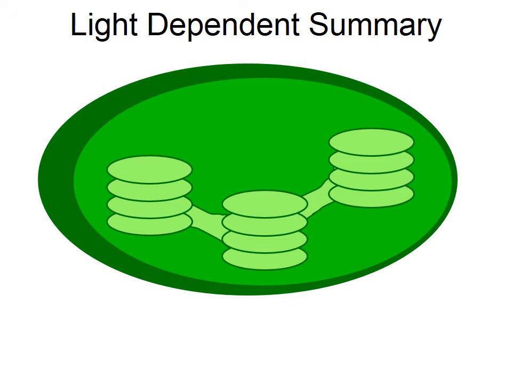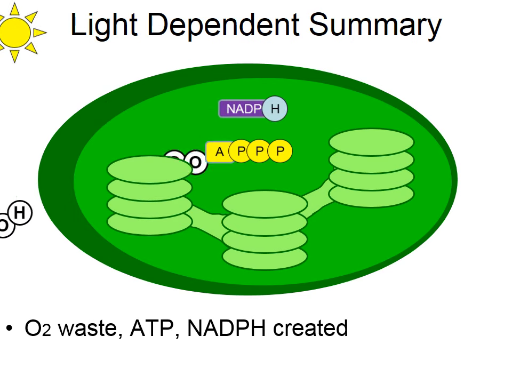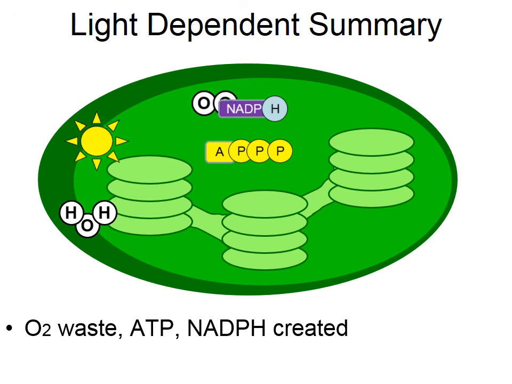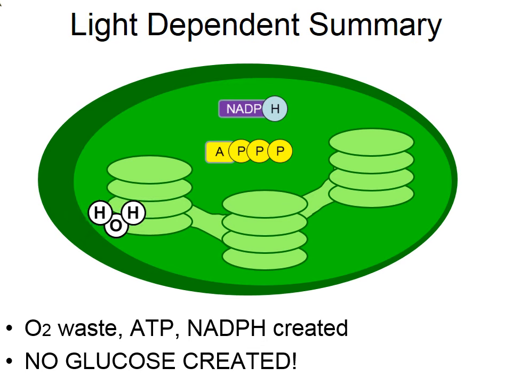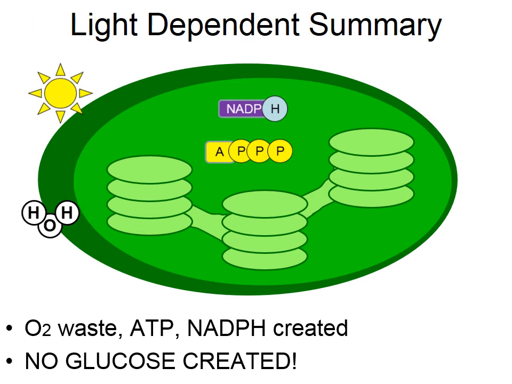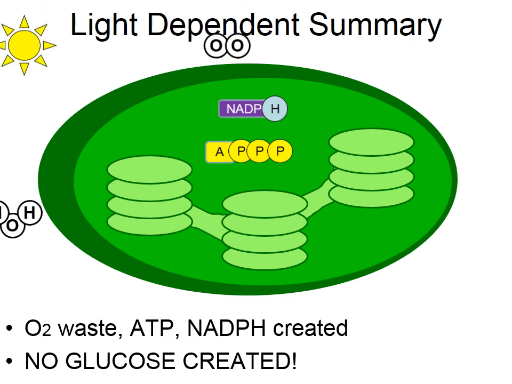Before we go into the light independent reactions, I want to summarize the light dependent reactions. So it's called light dependent because it depends on light. So sunlight and water are going to be used to create some oxygen waste, but more importantly to create molecules of ATP and molecules of NADPH. I want to point out that no glucose has been created yet. ATP has been created and NADPH has been created. Now we're going to see why those were created. Let's move on into the light independent stages.